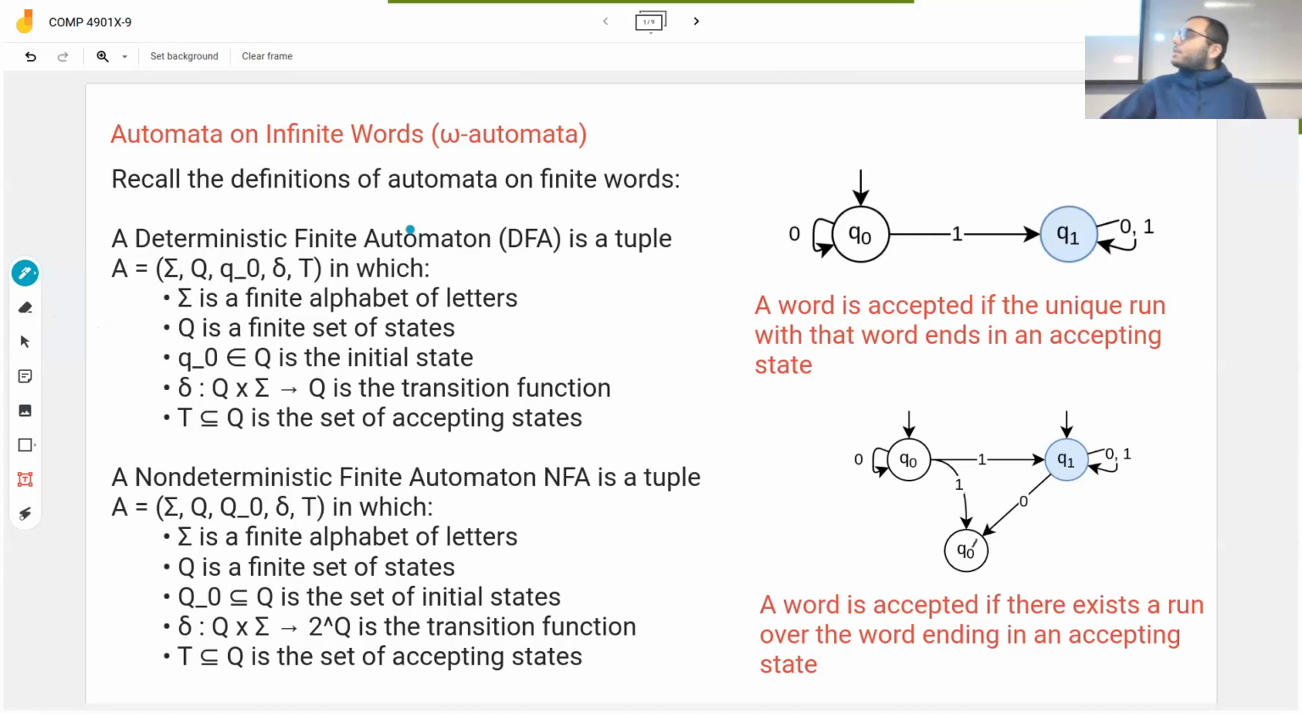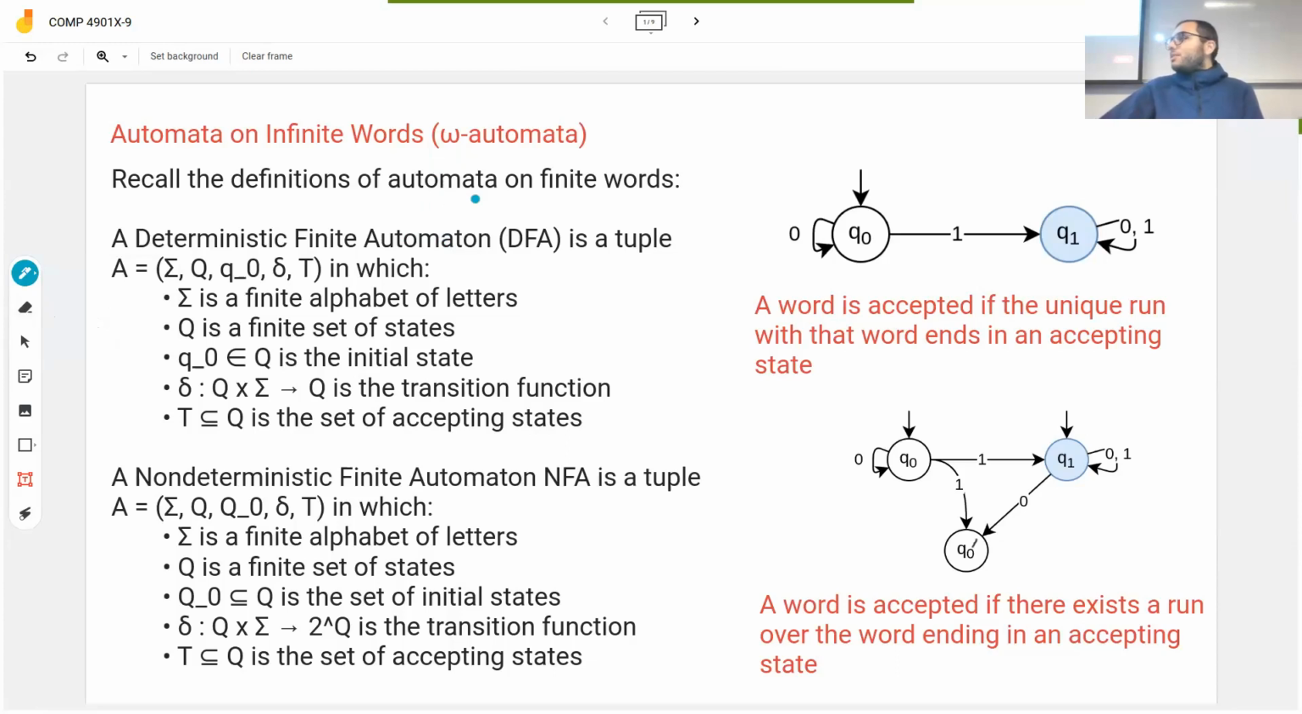Today we're going to talk about automata on infinite words, and this is basically an extension of what you've already seen about normal automata. So you've seen deterministic finite automata and non-deterministic finite automata. Probably I'm going to give you a very short refresher of that as well. But what we're interested in are basically automata that work on infinite words.